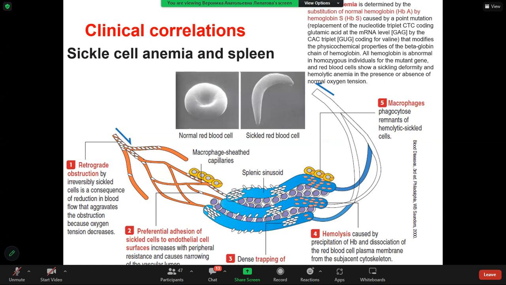After this, dense trapping of sickle cells in splenic sinusoids and hemolysis caused by precipitation of hemoglobin and dissociation of the red cell plasma membrane from the subadjacent cytoskeleton, and macrophages phagocytose the remnants of hemolytic sickle cells.